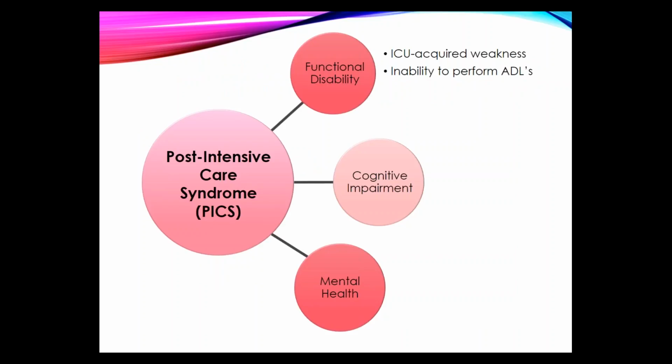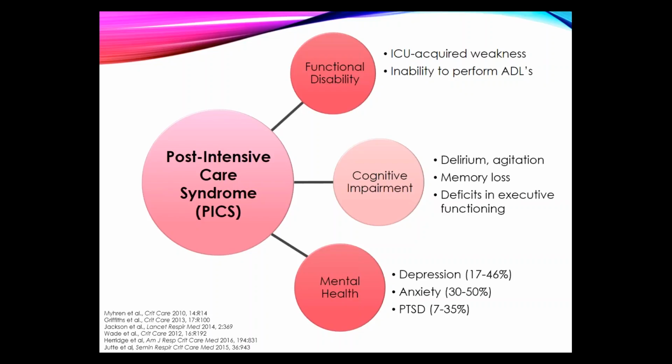Now, in addition to impairments in physical function, ICU survivors may also experience cognitive impairments, and these would include delirium, agitation, memory loss, or deficits in executive functioning. The mental health perturbations that they experience are also a significant concern, such that a large proportion of ICU survivors will experience depression, anxiety, and even up to a third of patients have been found to have post-traumatic stress disorder directly related to their ICU admission. That finding to me is very striking, particularly about the state of these individuals as they come out of the ICU.